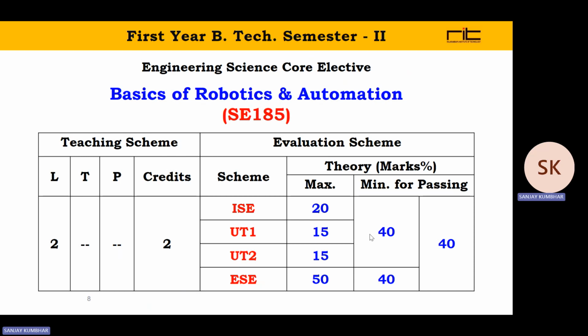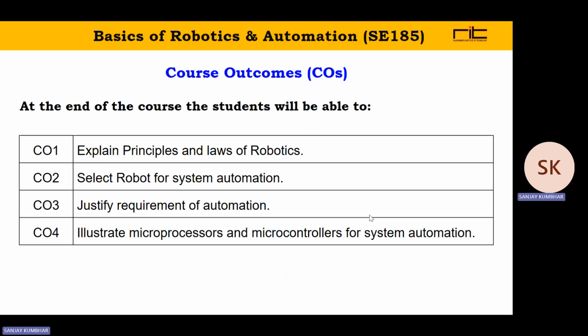You are now well convergent with these evaluation schemes. And for ISC 81, 82 there is a separate passing, and for ESC there is a separate passing, and for the whole course the combined passing of ISC 81, 82 and ESC. Now, what are the outcomes that are expected from this basics of robotics and automation?